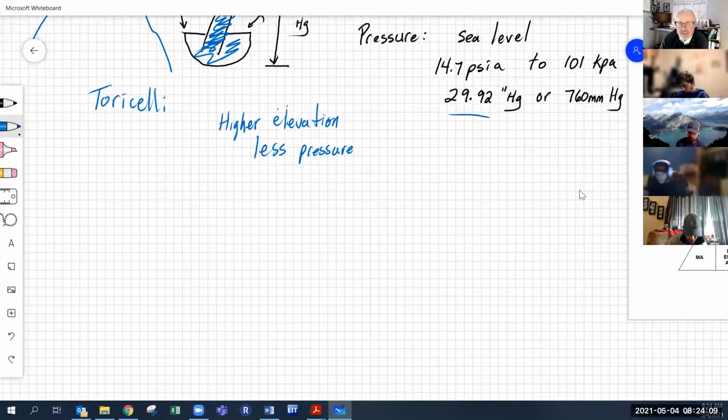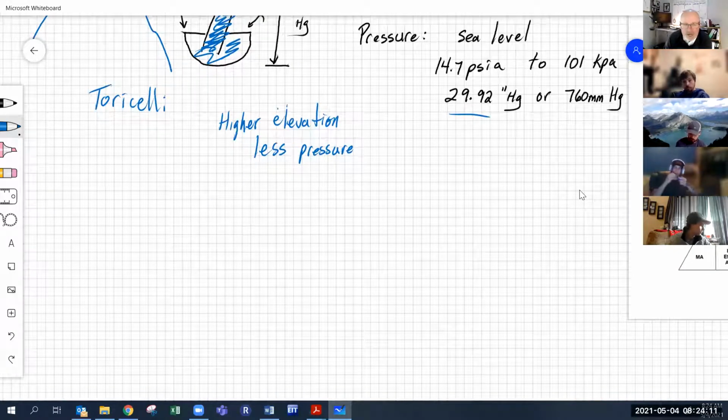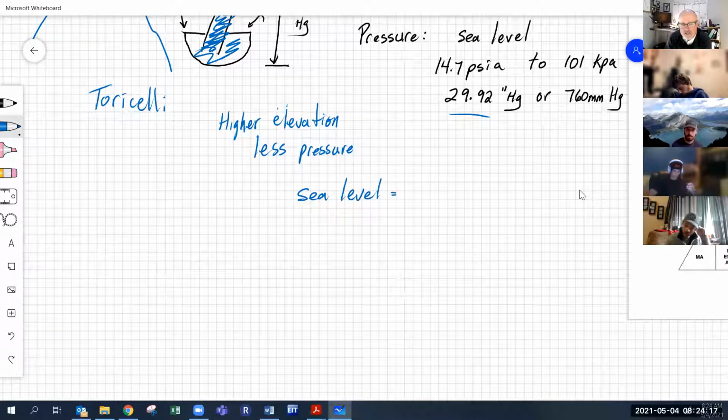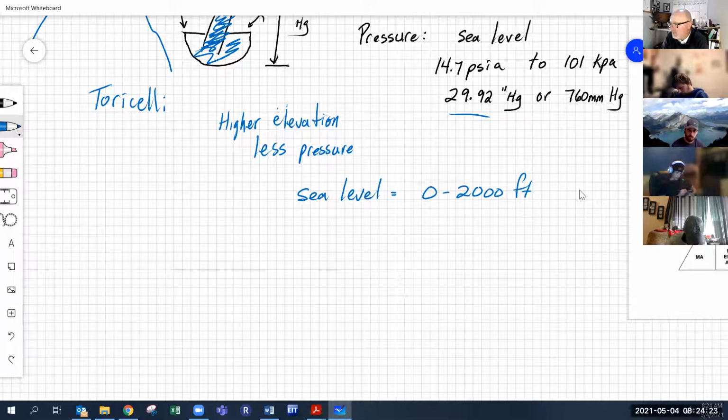Now, it's not super important right now, but I want to tell you that sea level pressures are considered to be from 0 to 2,000 feet in elevation.